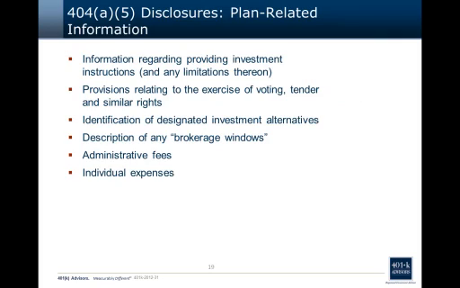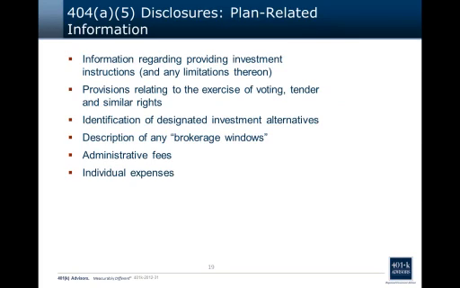And what's included in that plan-related information is information regarding the investment instructions. So if I were a plan participant and I wanted to move money from one fund to another, how can I do that? If I have voting rights as a result of owning shares of a mutual fund or whatever, how do I go about exercising those rights?